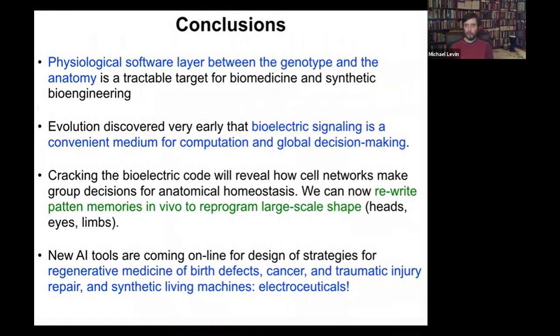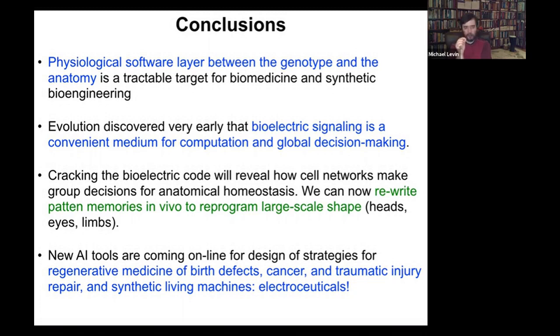So I'm just going to close here and summarize as follows. There's this really important layer of physiological decision-making that sits between the genotype and the anatomy. And it's becoming a really tractable target for biomedicine and also synthetic bioengineering, because we can now see how the electrical dynamics that are operating in that tissue encode particular anatomical layouts towards which the cells continue to build. And evolution apparently discovered very early on that this electrical signaling is a really convenient medium for computation and global decision-making. It's not an accident that all nervous systems use it, and all of our computer technology uses it.